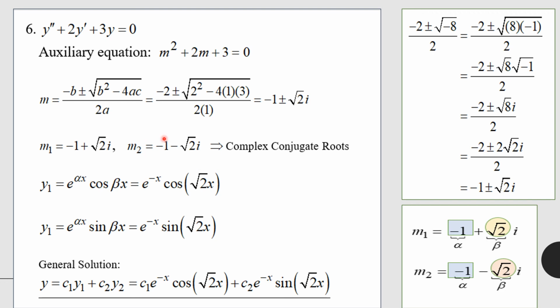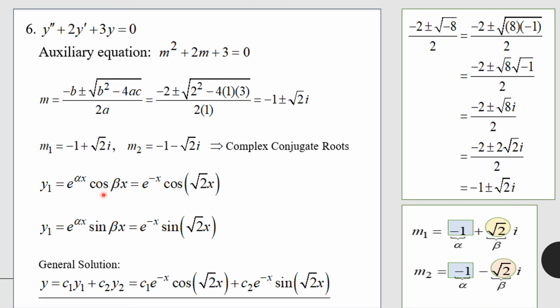How do you write down the solution? For case number 3, whenever you have a complex root and its conjugate, you follow this formula. y1 is e to the alpha x cos beta x, and y2 will be e to the alpha x sine beta x. So we just substitute alpha and beta into this formula.